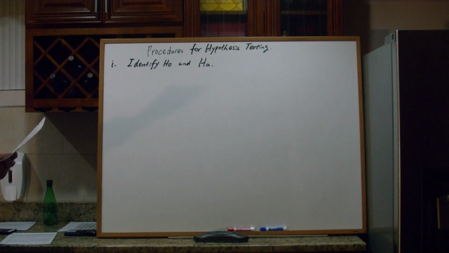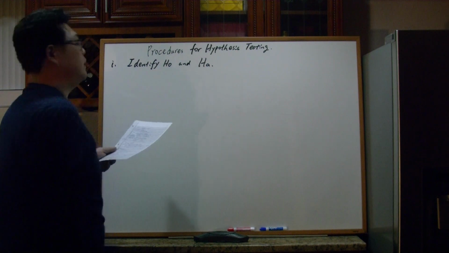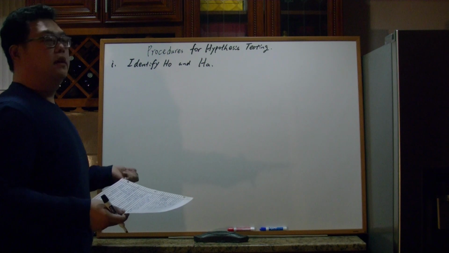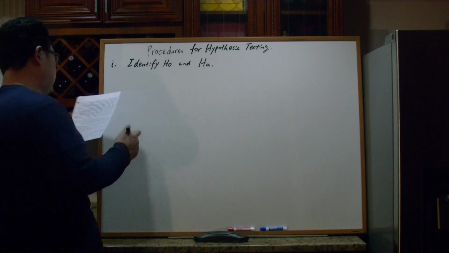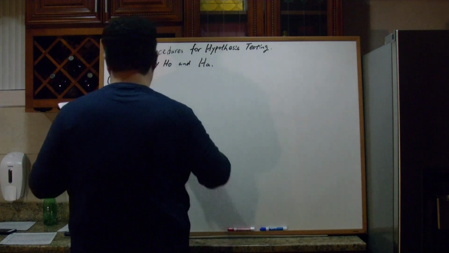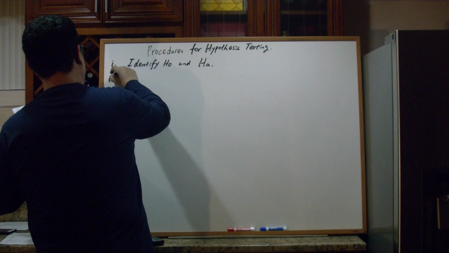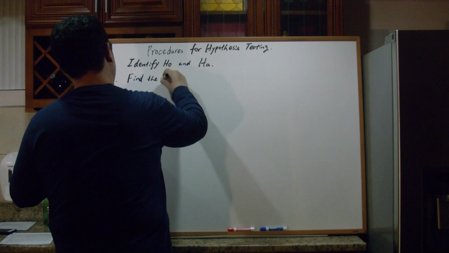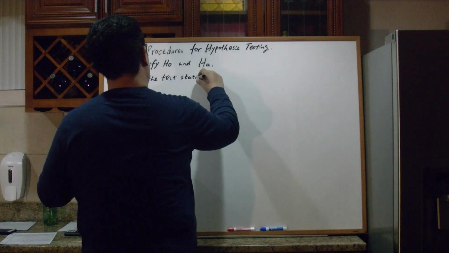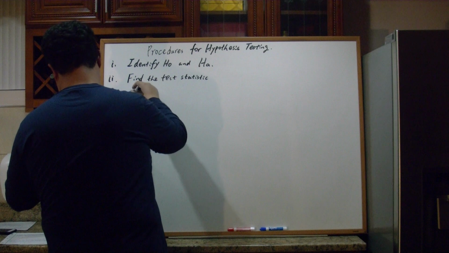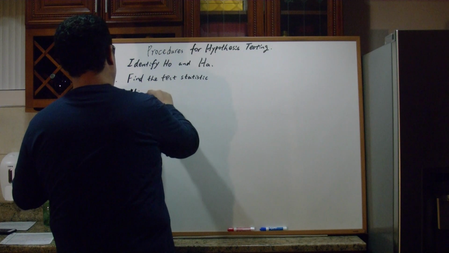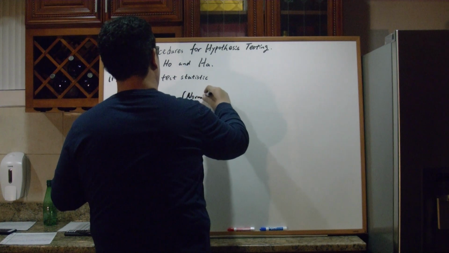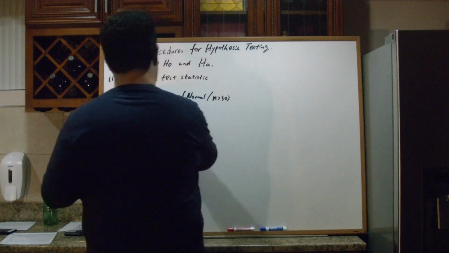The first step is to identify the null and alternative hypotheses. Then, of course, we need to pull out all the information from the question, like what we did in the last chapter. Then identify the null and alternative hypotheses. Then find the test statistic. For the population mean, when sigma is given, and we have the condition of normal or the sample size is large, we have the z-test.